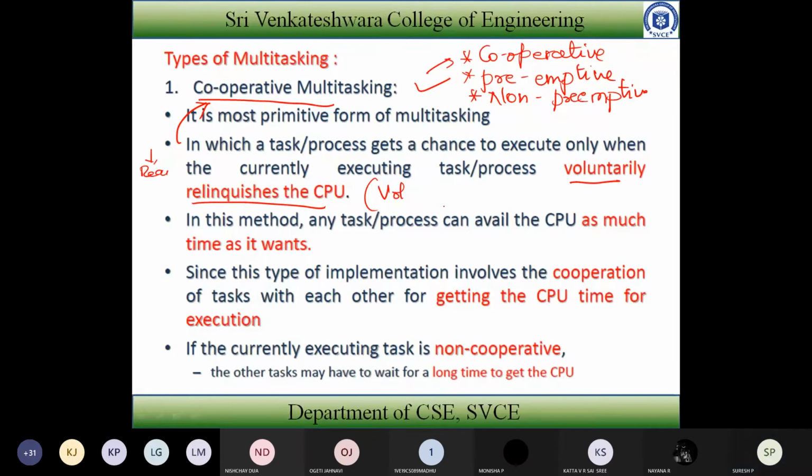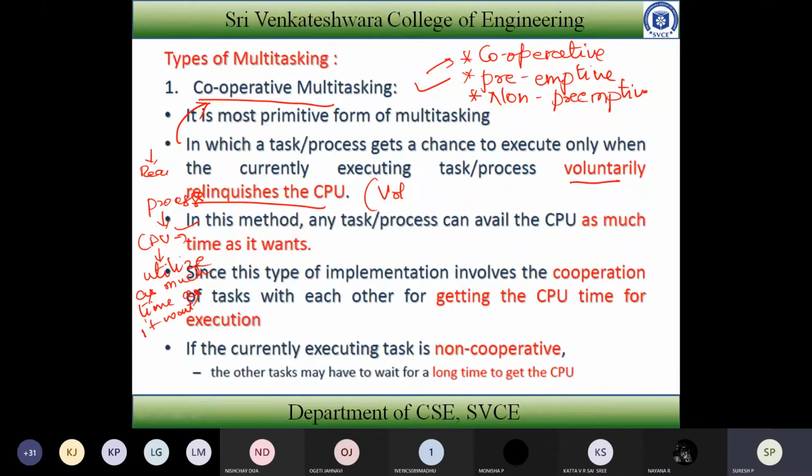Now in this method what will happen? Assume that the process is running. Till it completes, it is not going to release the CPU. That means the process can avail as much time as it wants. So in this particular type of multitasking, the CPU is going to be utilized for as much time as the process wants.